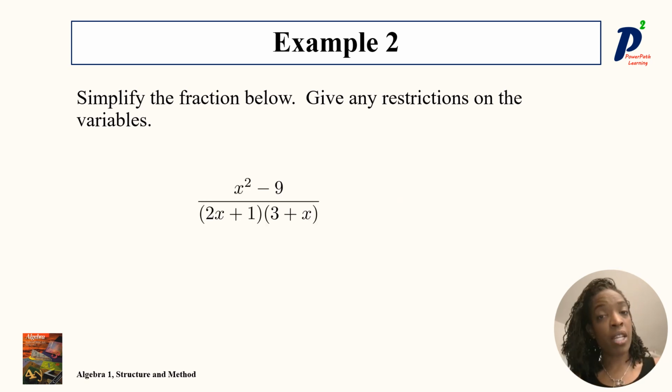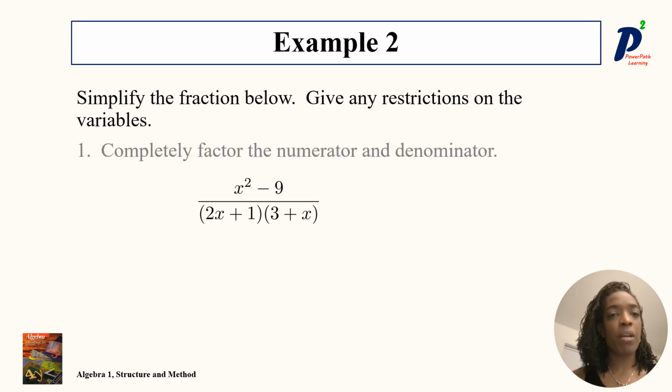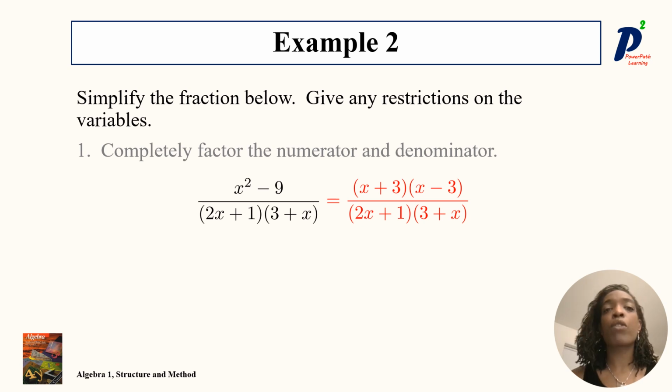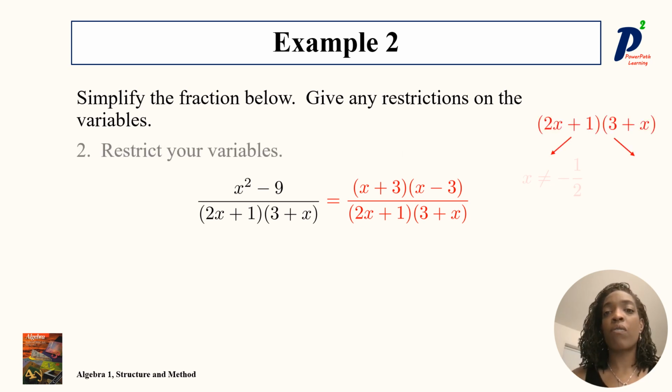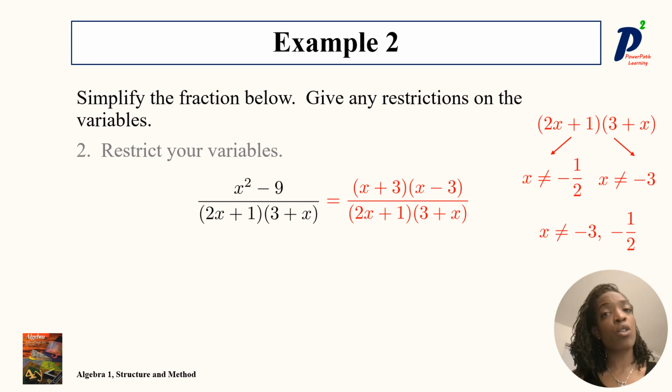Feel free to pause the video and try this one on your own. We need to do the same thing, but it's with x squared minus 9 over 2x plus 1 times 3 plus x. First step, always factor our numerator and our denominator. We get x plus 3 times x minus 3 over 2x plus 1 times 3 plus x. Then we're going to restrict our domain. Let's look for our excluded values. We're going to use the zero product property here, setting our denominator equal to 0 and then setting each factor equal to 0 to get that x cannot equal negative 3 and it cannot equal negative 1/2.